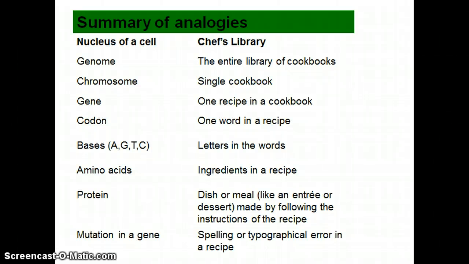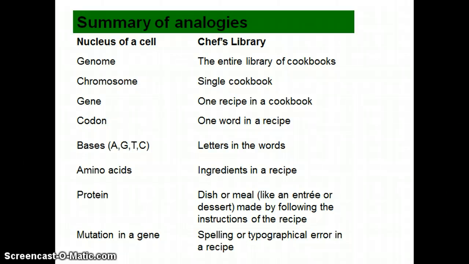What does one recipe do? It gives you the instructions on how to make something. It's the same thing that the gene does. What's a codon? A codon is one word in the recipe. The bases are the letters of the word. So they're the letters that make the codon.